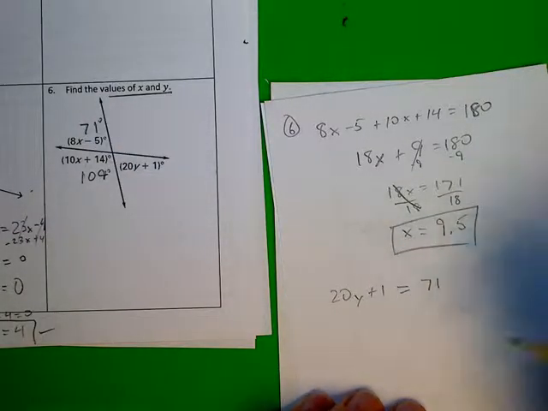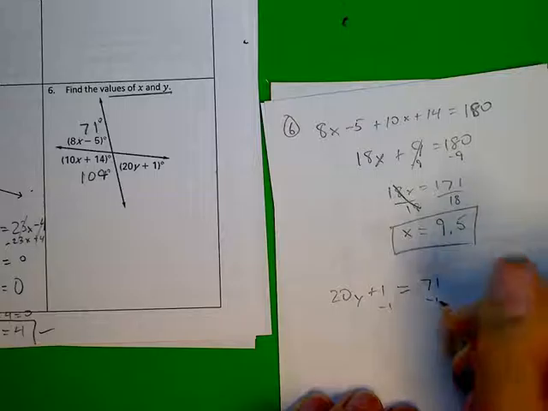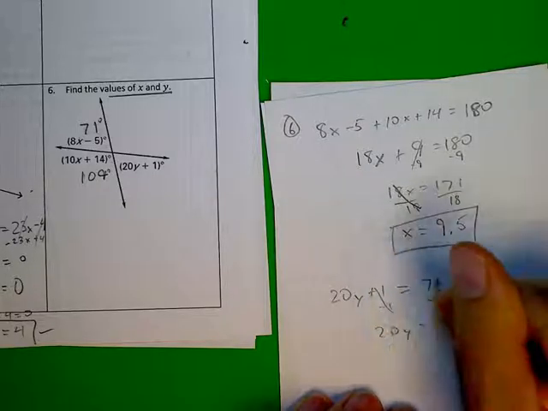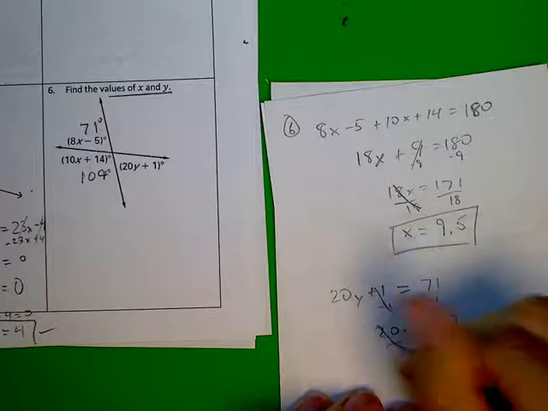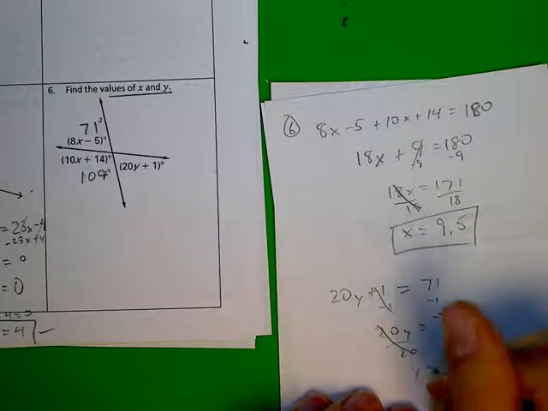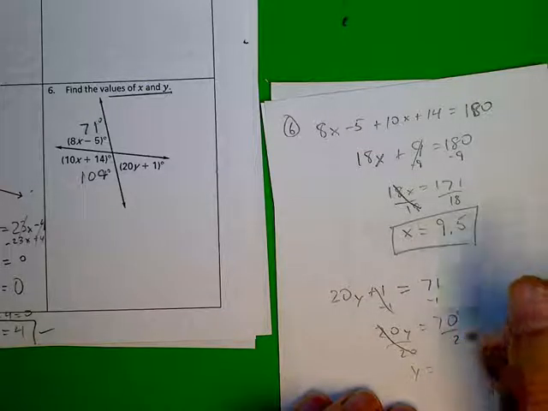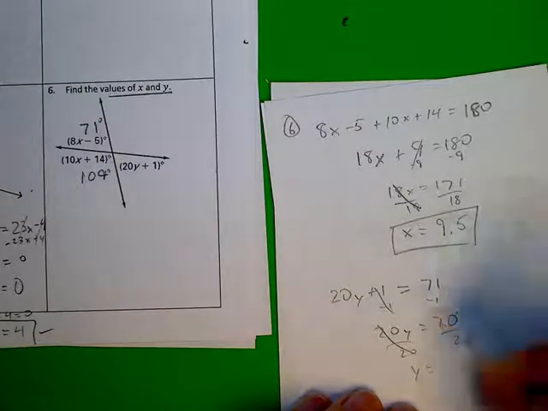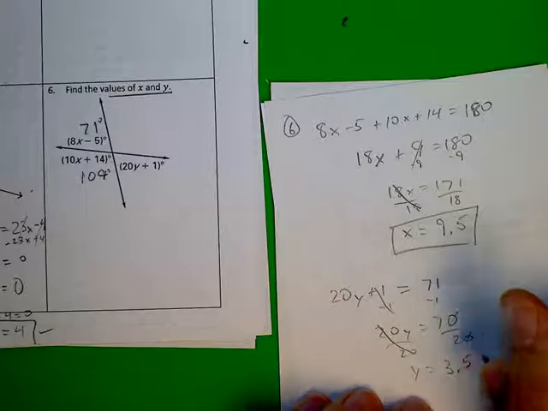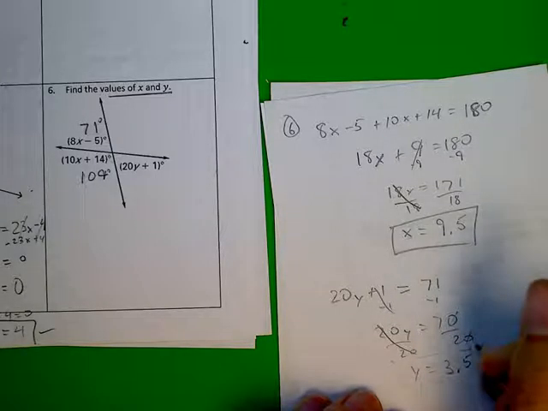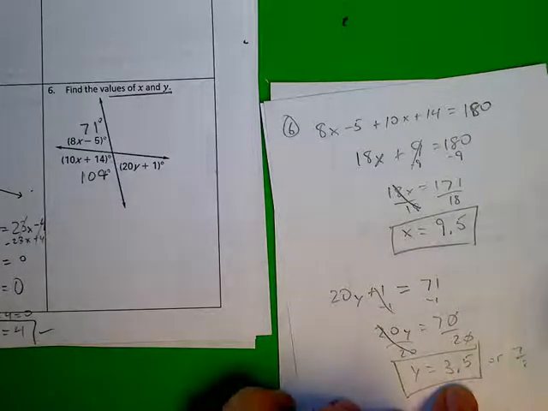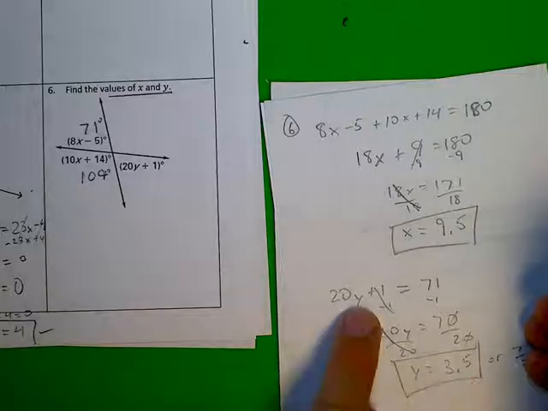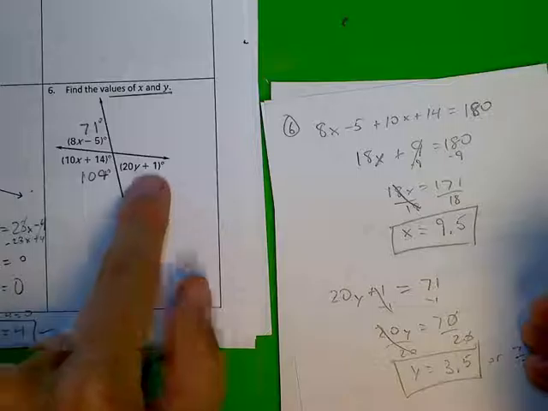So I'm going to use this relationship of a vertical angle pair. And now I'm going to solve for y. So subtract 1. 20y equals 70. Now I'm going to divide by 20. y equals 70 divided by 20. So those can be reduced by 10, which is 7 halves, or in other words, 3.5. There's my y value. And again, if I want to make sure I'm right, take that answer, plug it back in for y. 20 times 3.5 would be 70. 70 plus 1 is 71.